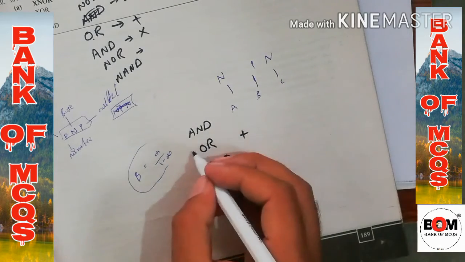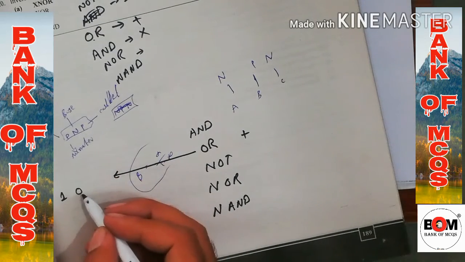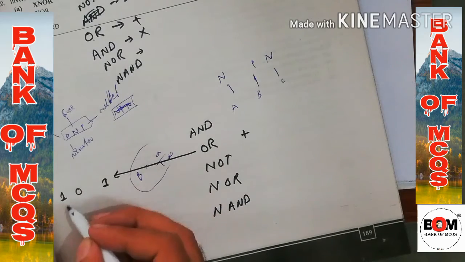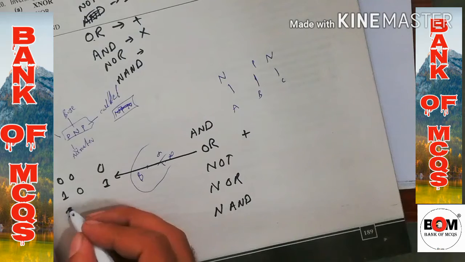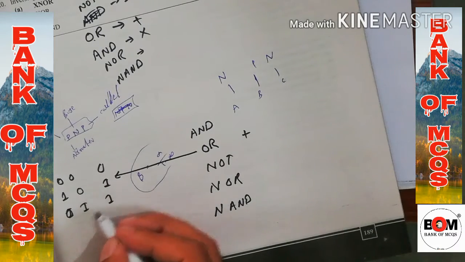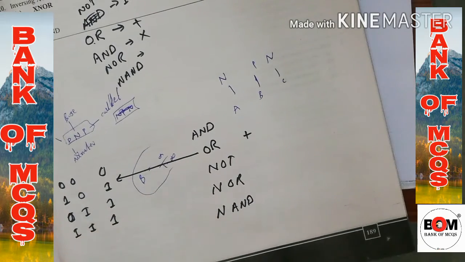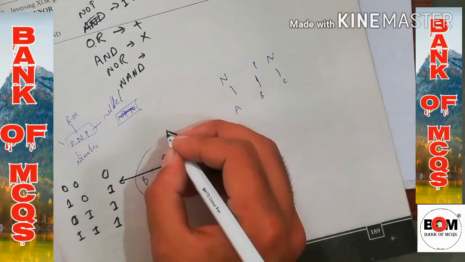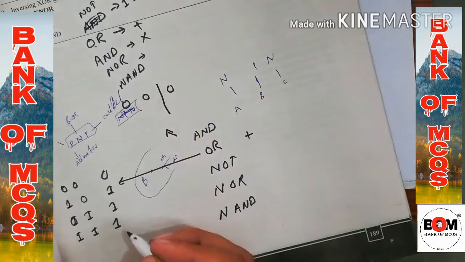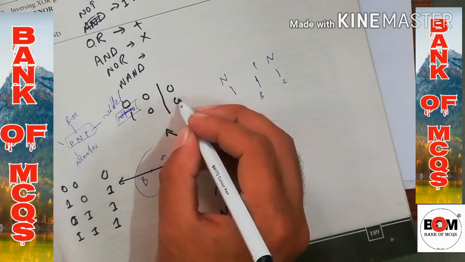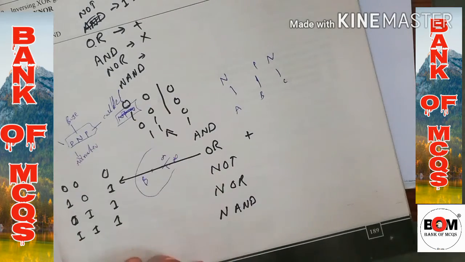If the input to the OR gate is 1 plus 0, the result will be 1. If the input is 0, 0, then 0 plus 0 is equal to 0. If it is 0, 1, then 0 plus 1 is equal to 1. If this is 1 plus 1, it is equal to 2, but the maximum value is 1, so we will write it as 1. This was OR gate. Now for AND gate, 0 multiplied by 0 is equal to 0, 1 multiplied by 0 is equal to 0, 0 multiplied by 1 is equal to 0, 1 multiplied by 1 is equal to 1. It just multiplies the inputs.